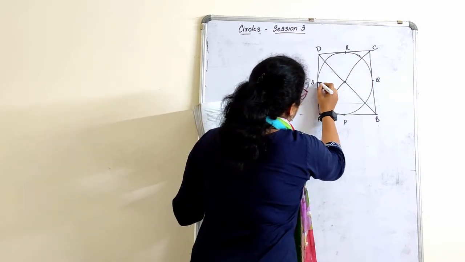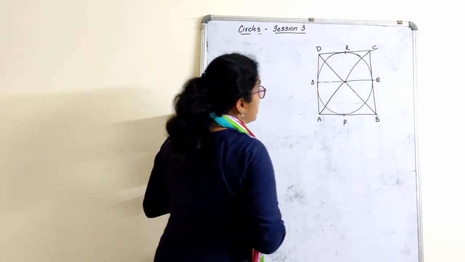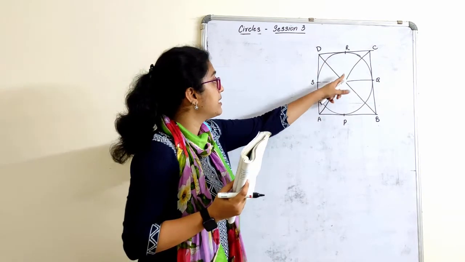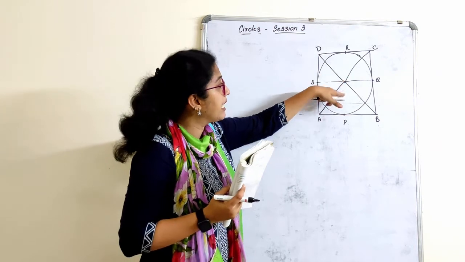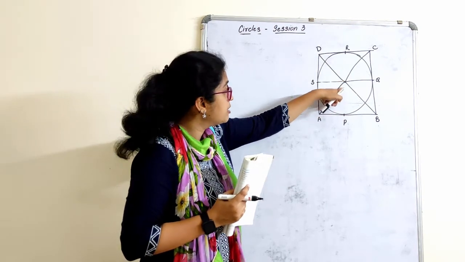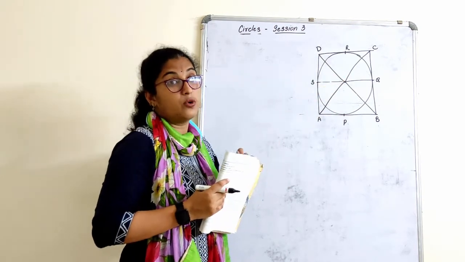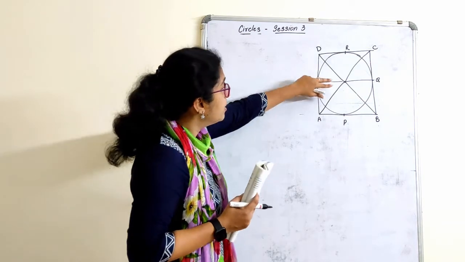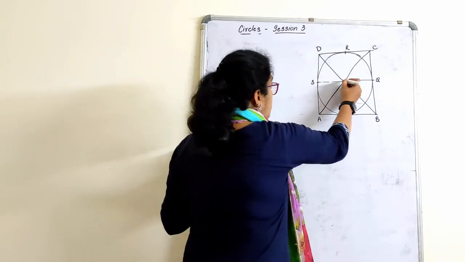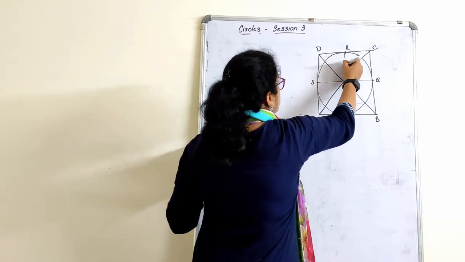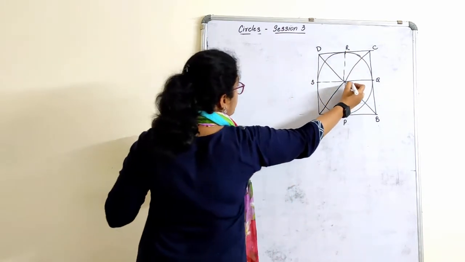So once you join this side also, now they look actually the same, this angle and this angle, right? It is not that. We have to prove that the opposite angles are supplementary. This plus this, when you add, you have to get 180. That is what they are saying. Or this plus this, when you add, you get 180. Also join this part, O.